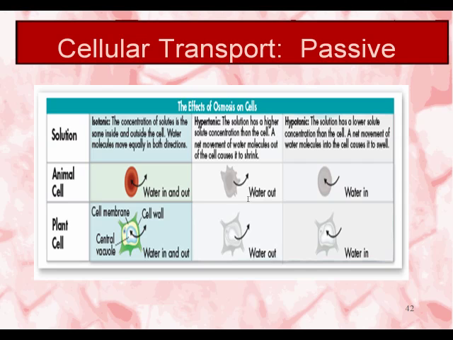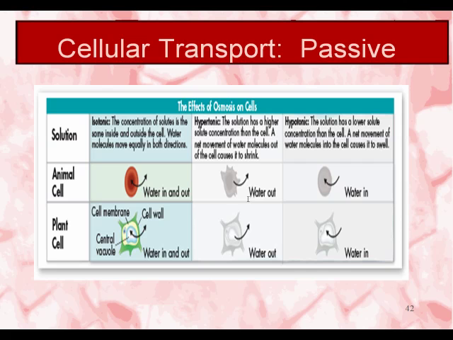In a hypertonic solution, the solution has a higher solute concentration than the cell. A net movement of water molecules moves out of the cell. Again, moving from areas of higher to lower concentrations. So therefore, the water molecules will move out of the cell and the cell will decrease in size. In a hypotonic solution, the solution has a lower solute concentration than the cell. A net movement of water molecules into the cell causes the cells to swell.